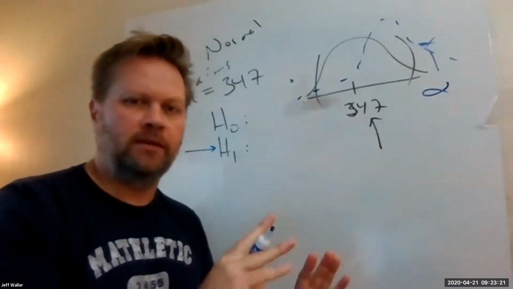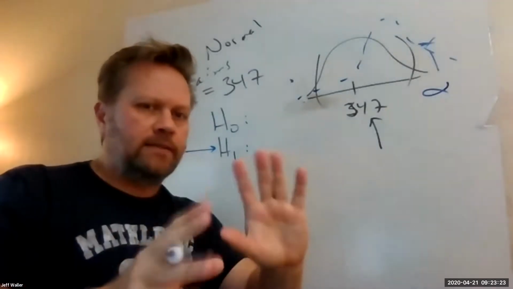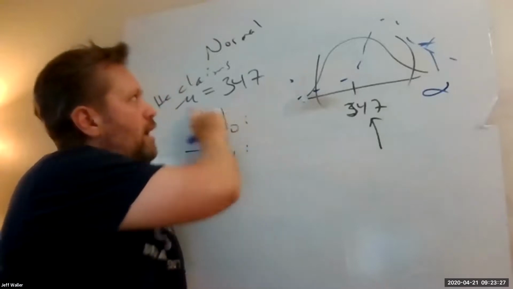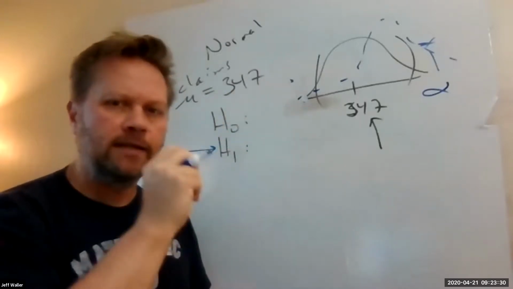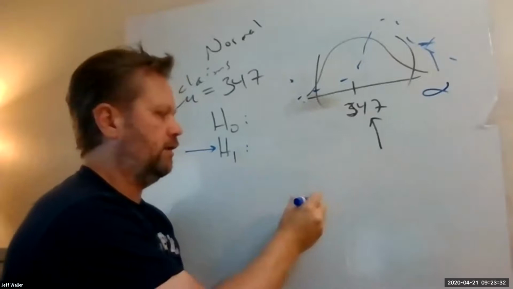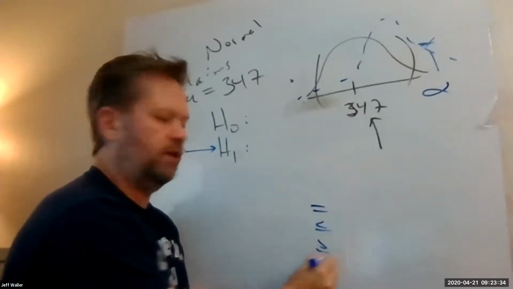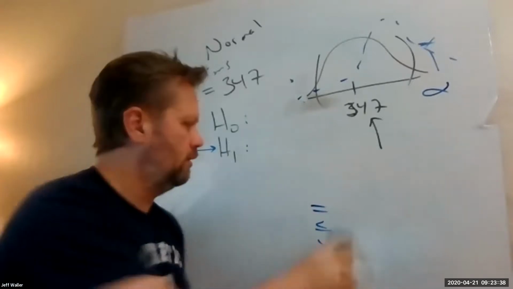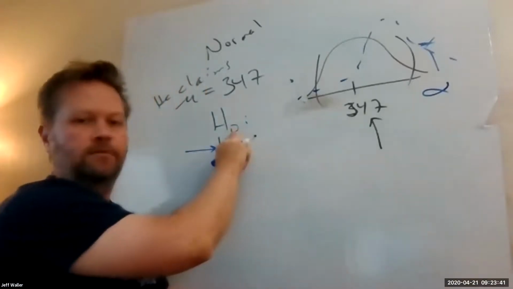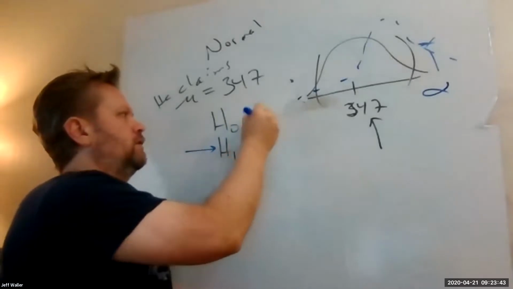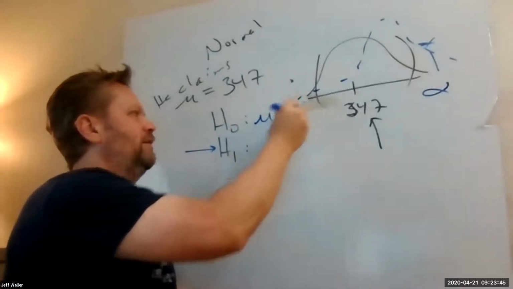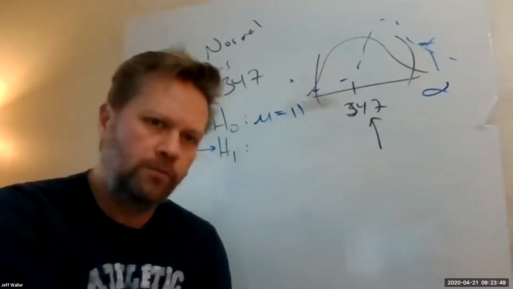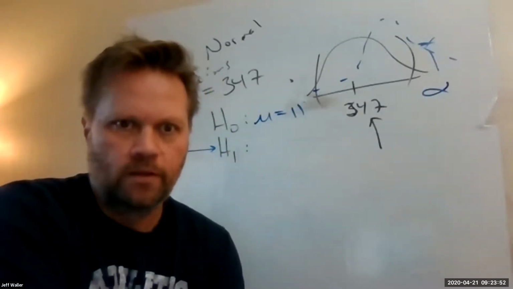So if I didn't say this last time, pay attention. You write the claim down. If it has some kind of equal sign, either equals, less than or equal to, greater than or equal to, anything where it's possibly equal to, you put it into the null hypothesis, or the H0, whichever way you want to refer to it.